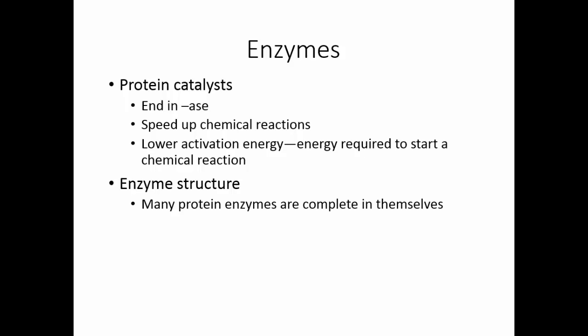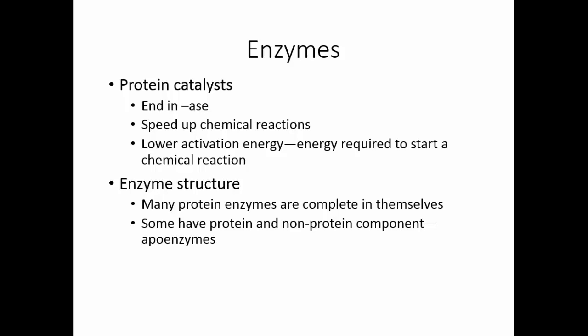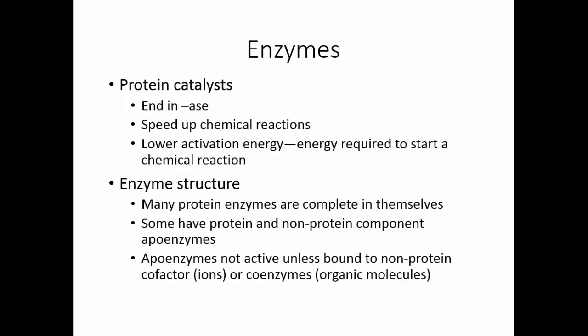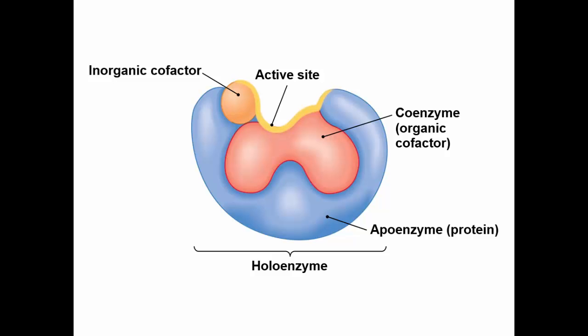Many protein enzymes are complete in and of themselves, but many have protein and non-protein components. In this case, the protein component is called the apoenzyme. Apoenzymes are not active unless they're bound to a non-protein cofactor, usually an ion and/or an organic coenzyme. Here you see in blue the apoenzyme, the protein portion.